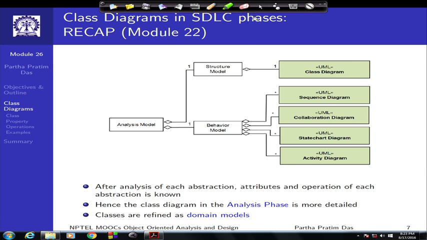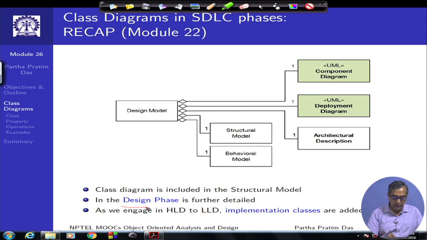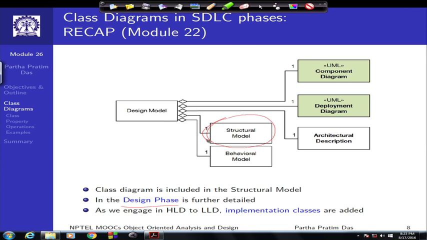Further in the SDLC, the next phase is the design phase, where the design is further detailed in terms of high level design and low level design, and possibly at this stage we are making use of the class diagram. The class diagram belongs here now, as the structural model, and these are the new additional diagrams that are coming in.